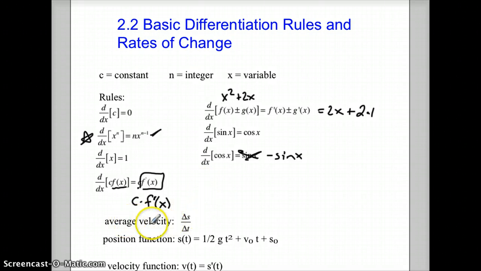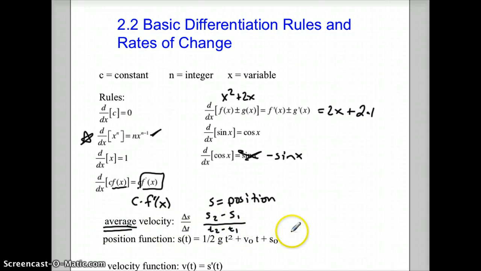Average velocity is delta S, and S is what our calculus book uses for position. I think in physics you might use X for position. We're using S. So delta S is the difference between two positions over the difference between the two times. So it's just like the old slope formula. Average velocity is not instantaneous velocity.